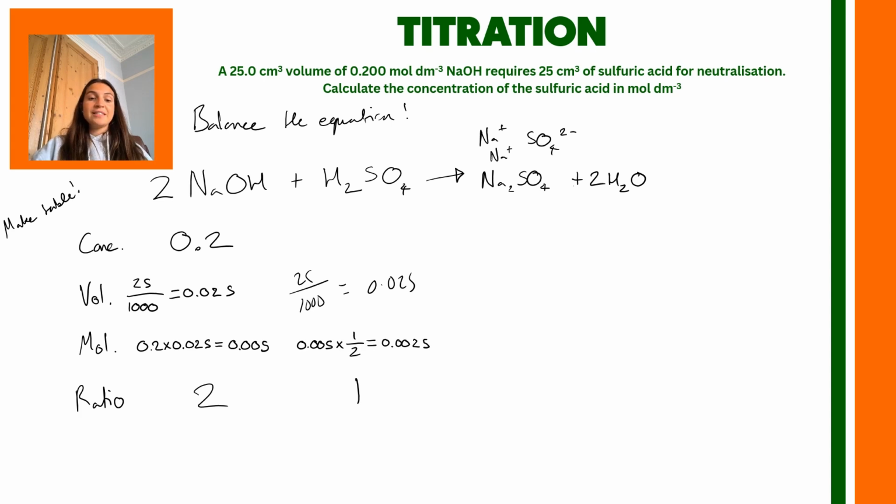So if I take 0.005 and divide by that 2 there, I will get 0.0025. So see how that number of moles is still in the same ratio, 2 to 1. So there's double the number of moles of sodium hydroxide to sulfuric acid. Now I can work back up and I can get the concentration that I need of my sulfuric acid, because I have got my number of moles divided by my volume gives me that concentration, 0.1 moles per decimeter cubed.